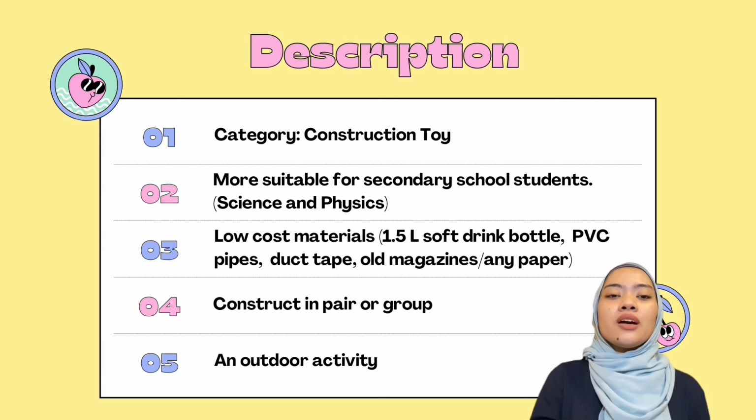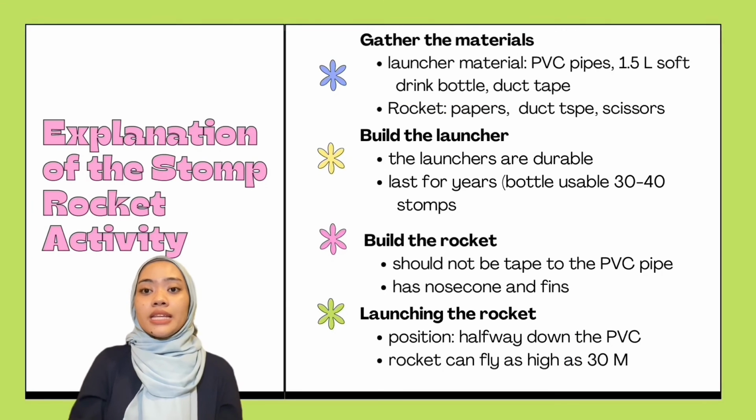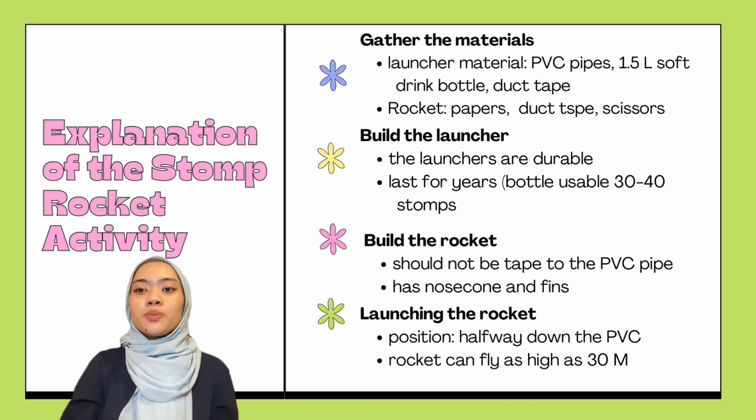Students must prepare a 1.5 liter soft drink bottle, PVC pipes, duct tape, and any papers such as an old magazine. The Paper Stomp Rocket activity can be performed in groups or in pairs. And the interesting part, the activity will take place outside of the classroom. Now I will explain more about the procedure to construct a stomp rocket.